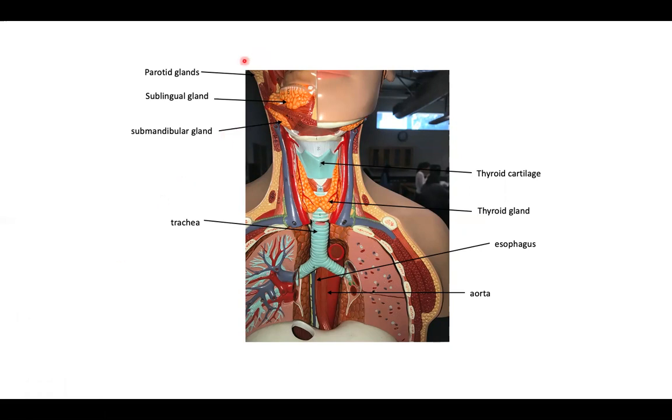Within those three, again, parotid gland will produce the most watery saliva, sublingual will produce the thickest or more mucousy saliva, and submandibular is somewhere between the two.